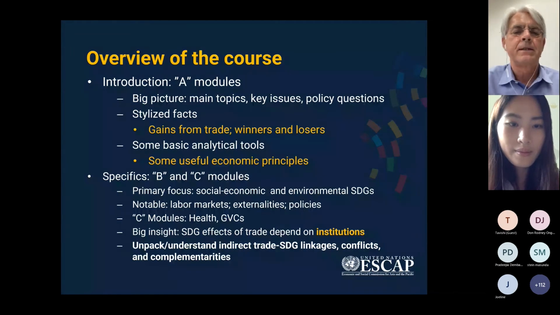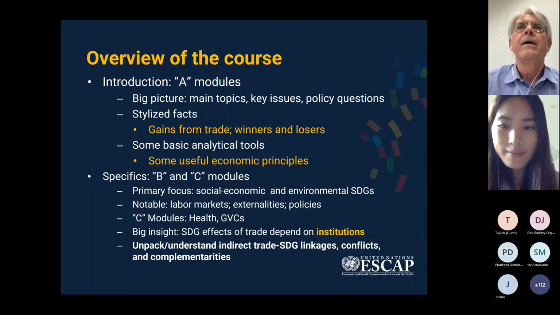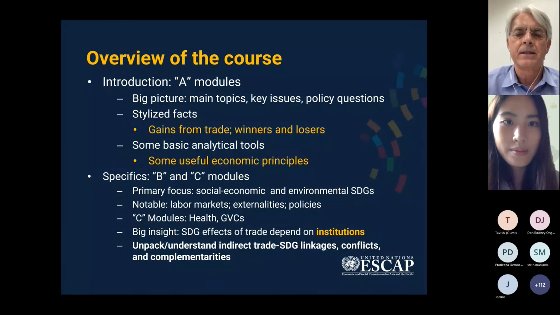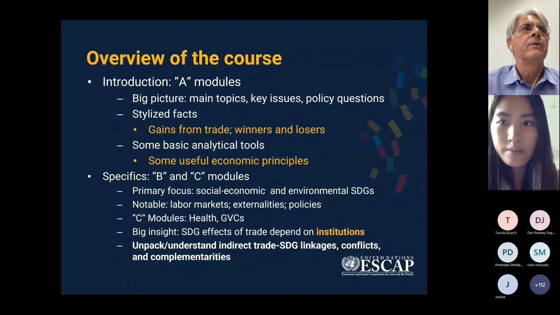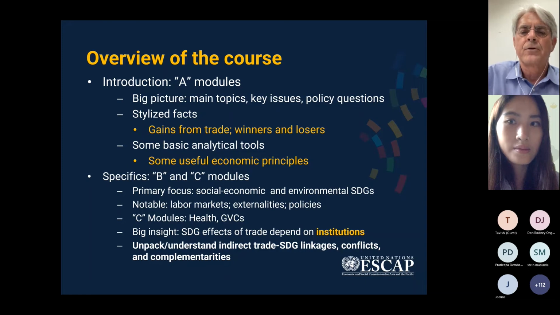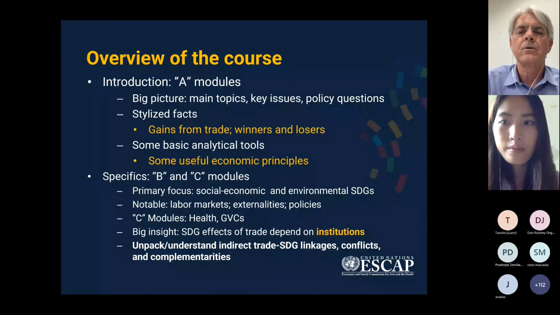Now, with all of these B and C modules, the really big insight, the big takeaway that we're going to get is that if we want to understand the SDG effects of trade, then we need to know a lot about institutions and indeed about policies as well. Because if we don't recognize the role of institutions, then it's really hard to unpack or to understand the indirect or implicit linkages from trade to the SDGs. So we're going to spend some time doing that. Next slide, please, number one.